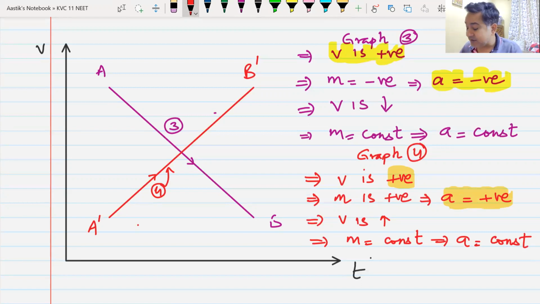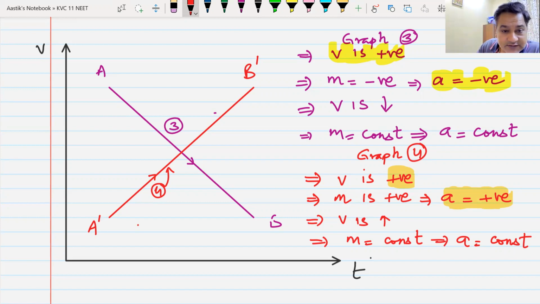That means the acceleration of the particle is constant. How do I find the acceleration? I find the final velocity, I find the initial velocity, then I subtract final minus initial, and I divide it by the total time. Do we understand this? Yes, sir.